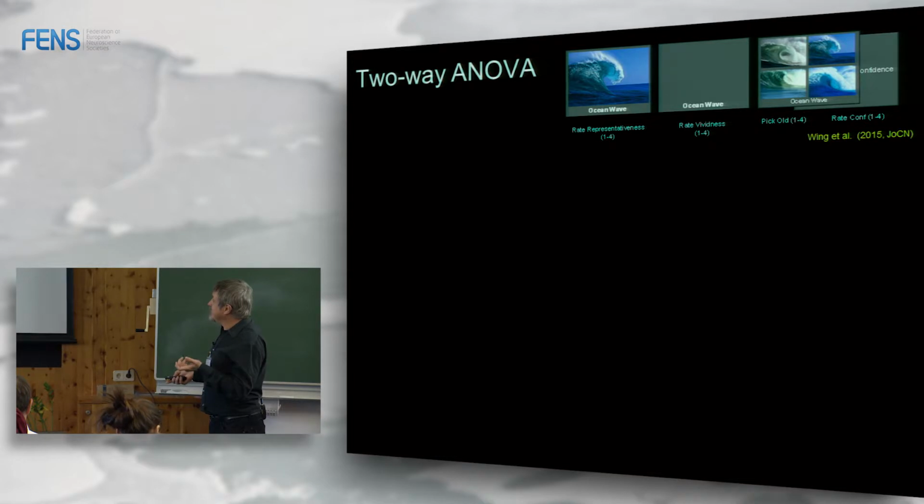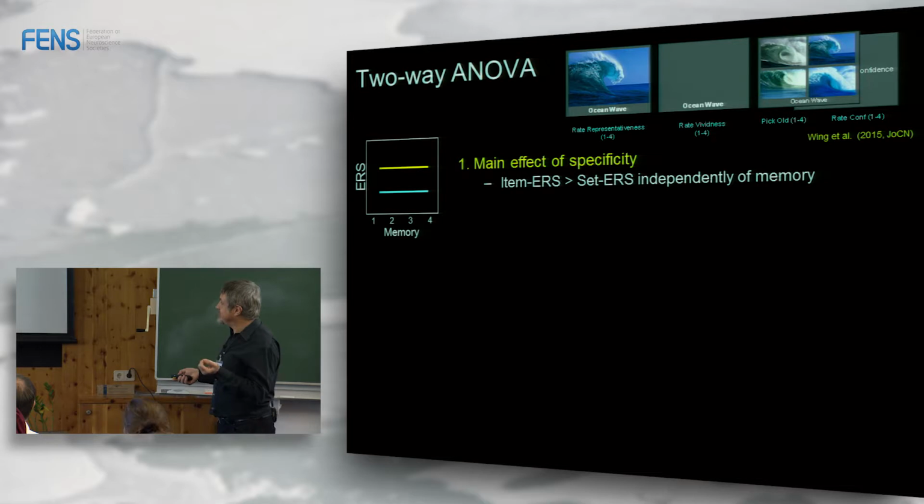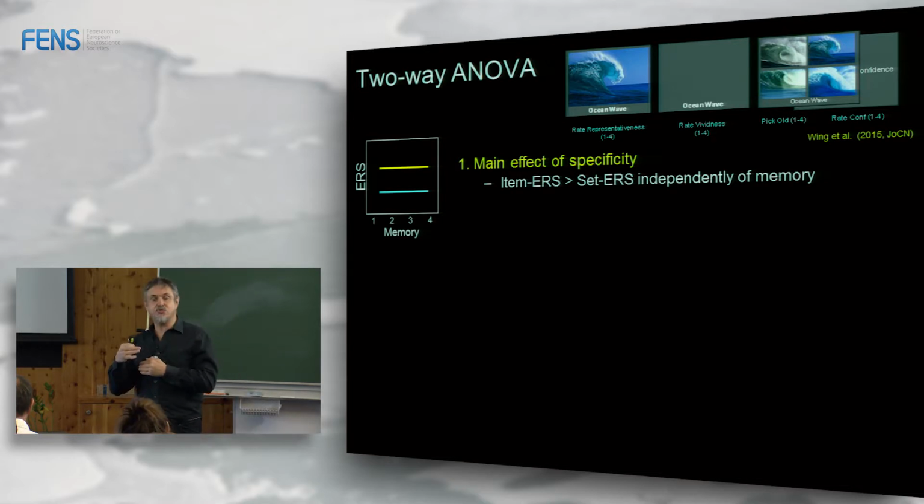Then we do a two-way ANOVA in which we compare the main effect of specificity, that is, in which regions there is greater encoding retrieval similarity for item level similarity than for set level similarity.